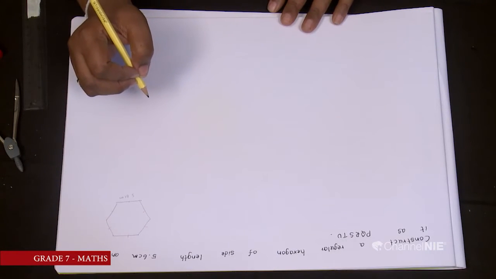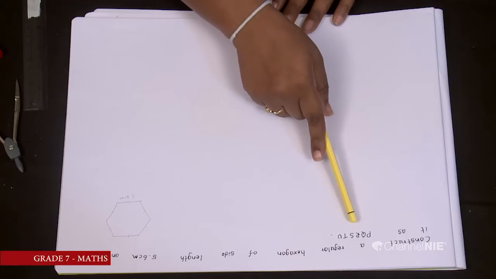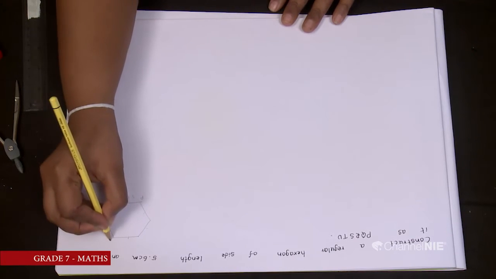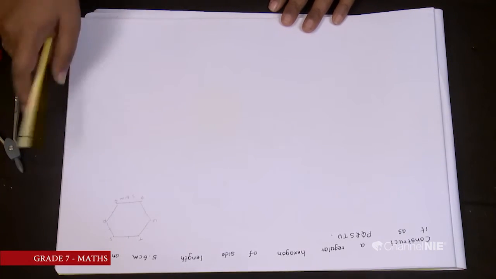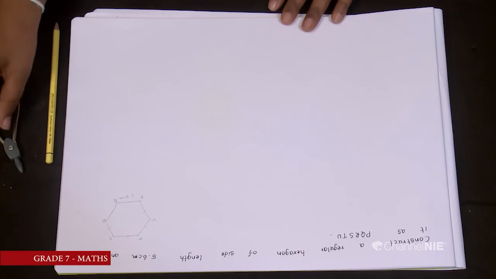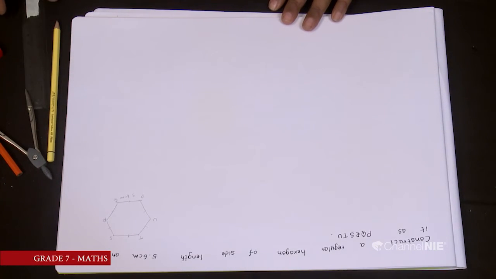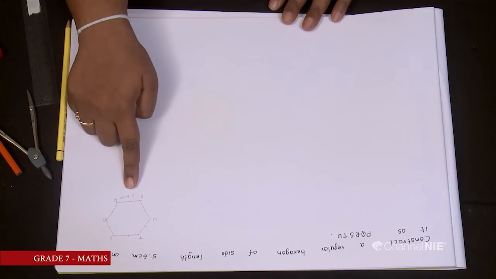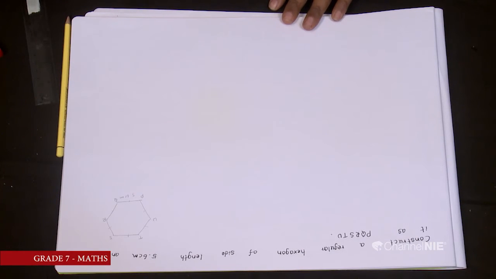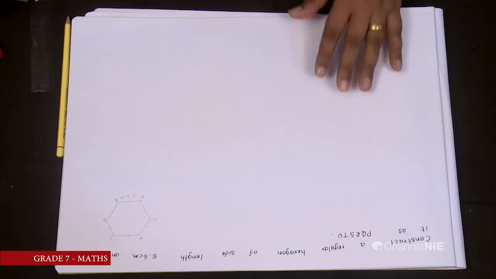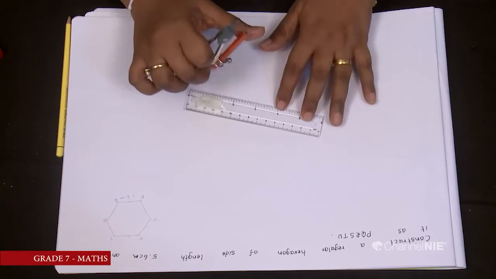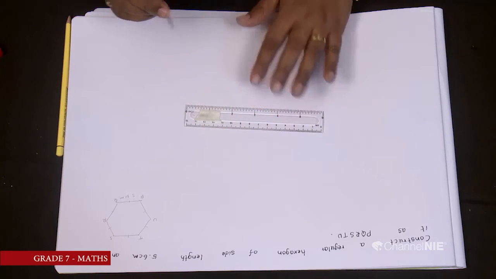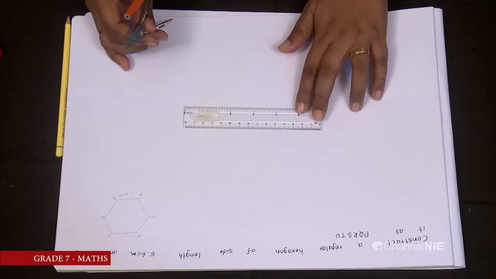And the name of the regular hexagon is PQRSTU. Therefore, we will name it PQRSTU. Here also, I am going to use a circle to construct this regular hexagon. Therefore, the length of a side of the regular hexagon is 5.6 centimeters. Therefore, first of all, I need to draw a circle of radius 5.6 centimeters. For that, I am going to take 5.6 centimeters to my pair of compasses.